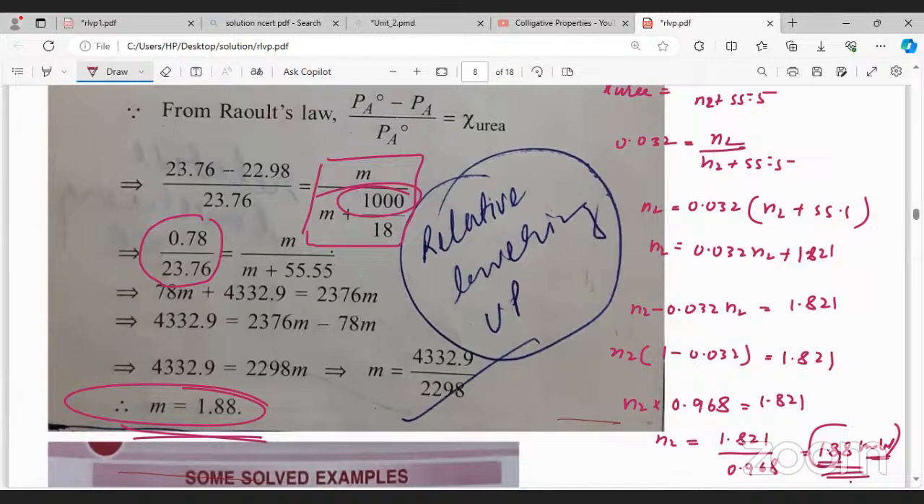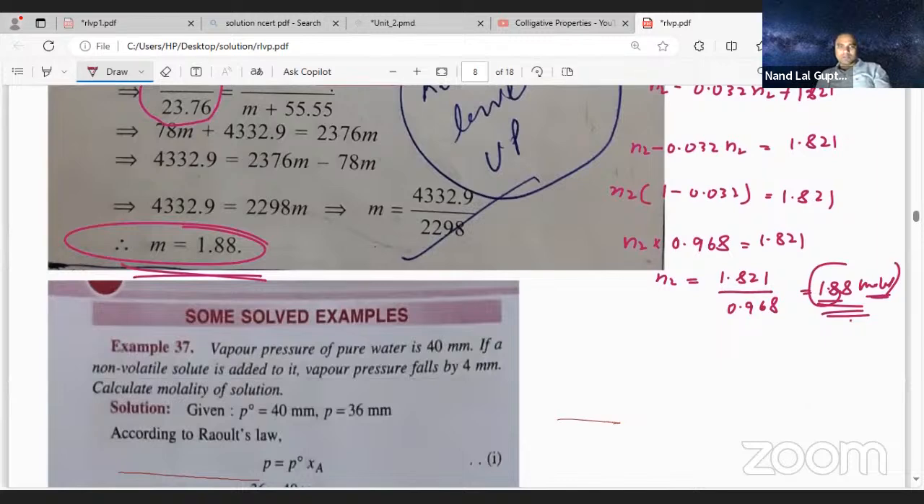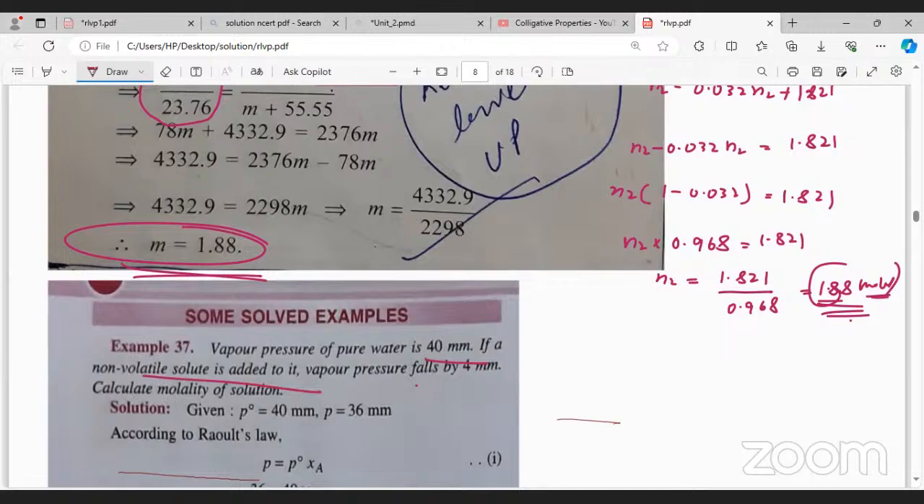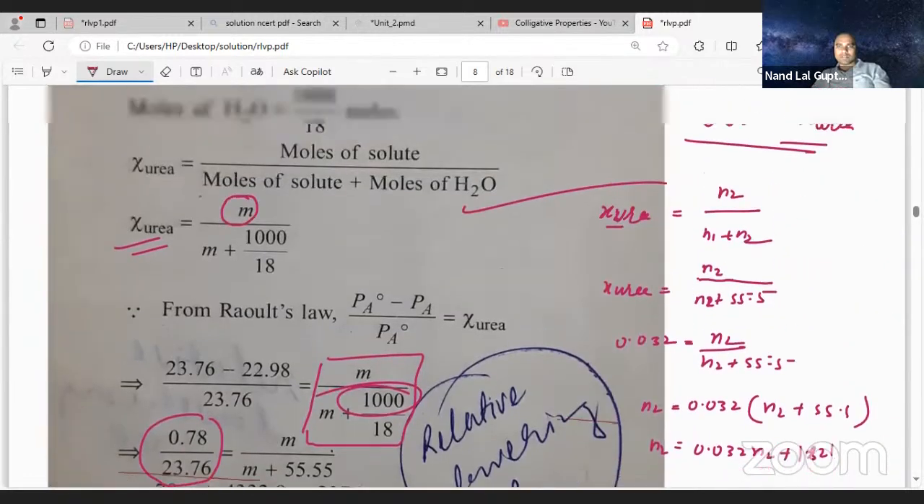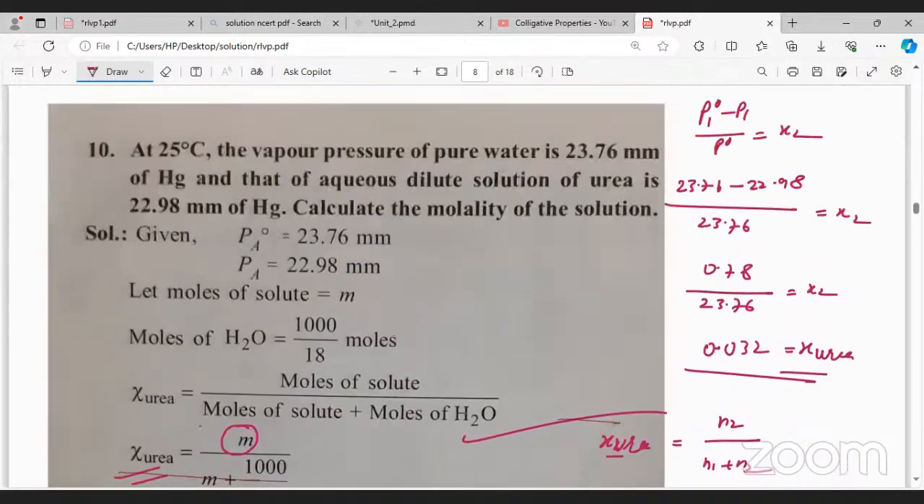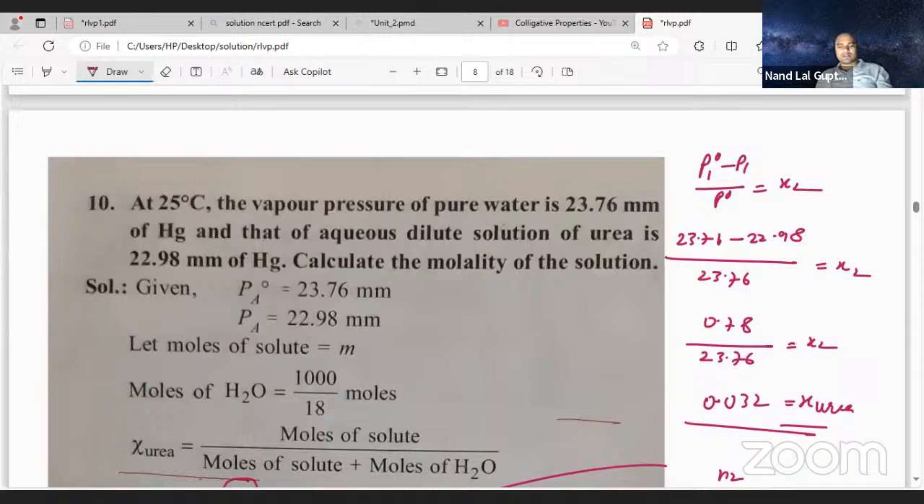Yes, sir. Okay. Now see this question. Vapor pressure of pure water. This one, sir, but non-volatile. Can you show the upper part of the solution? What is solved? Where? This one. Yes, this one. Okay. Are you writing this one?